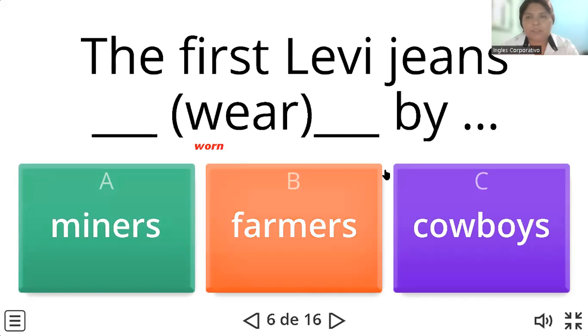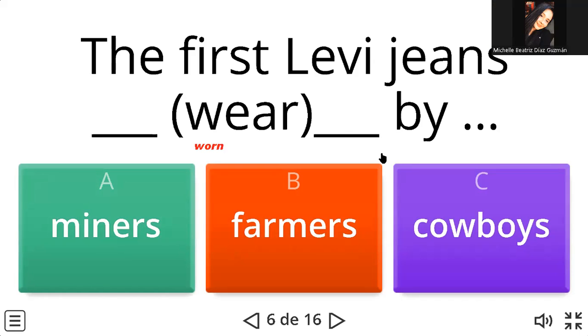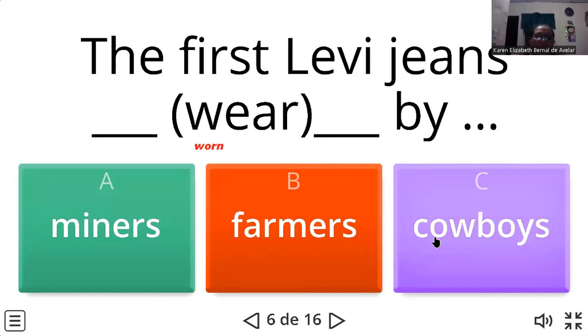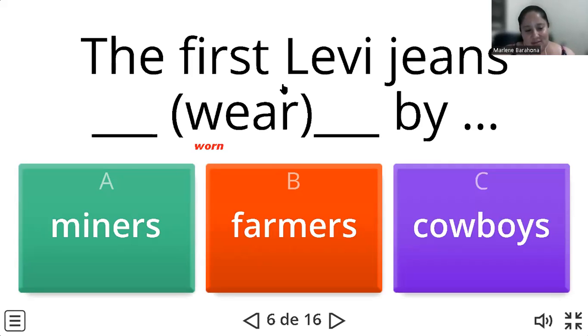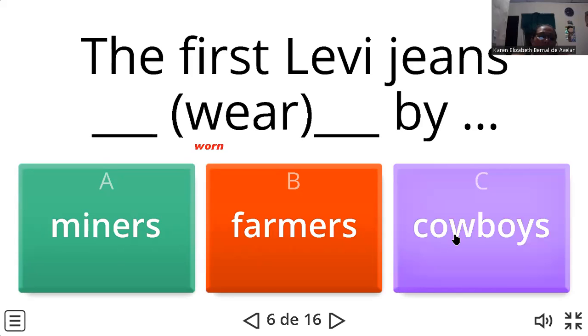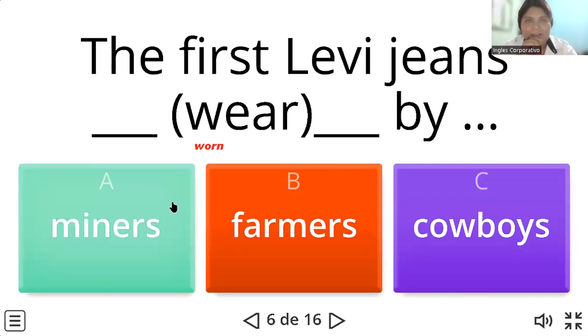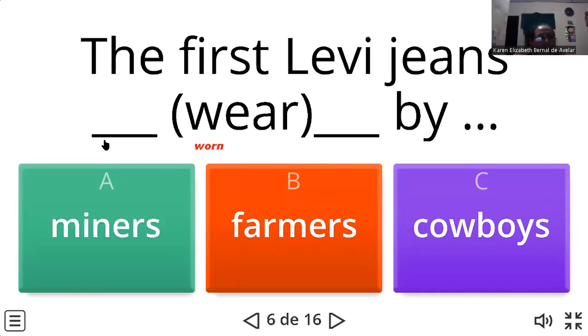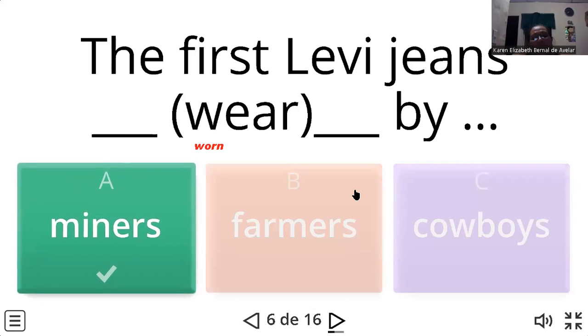Miners, farmers, or cowboys? What do you think? Cowboys. Miners. A, B, or C? Leave us your answers. Cowboys, Oscar. Google it. A. Okay, let's see. So I need one more opinion. A, B, or C? That's A, B. Let's see, we have one more A. Okay, Jenny. Excellent. Oh my God.